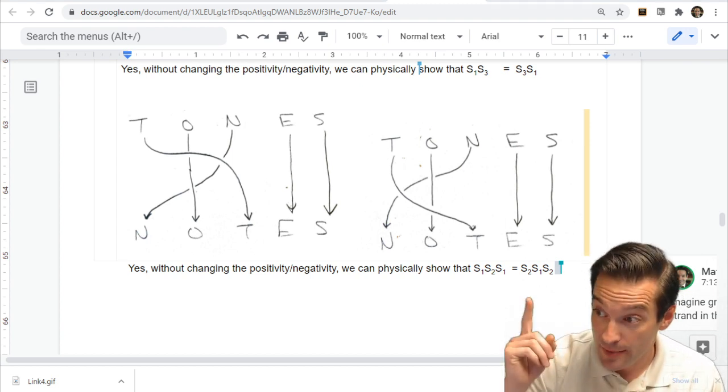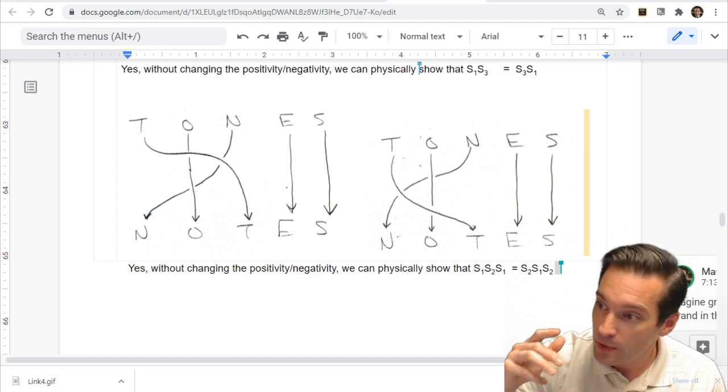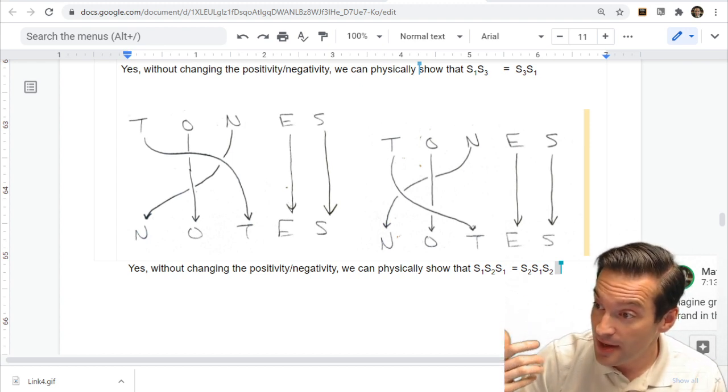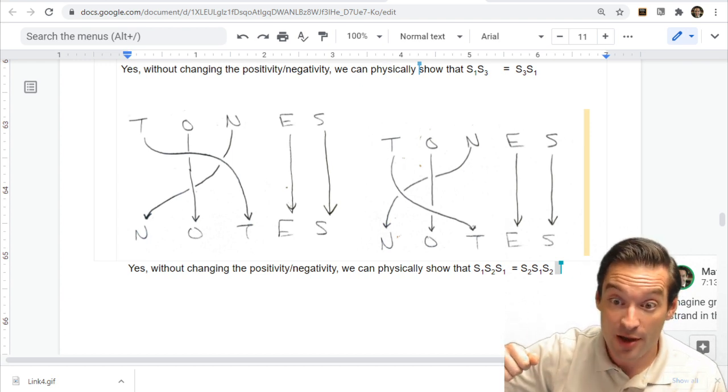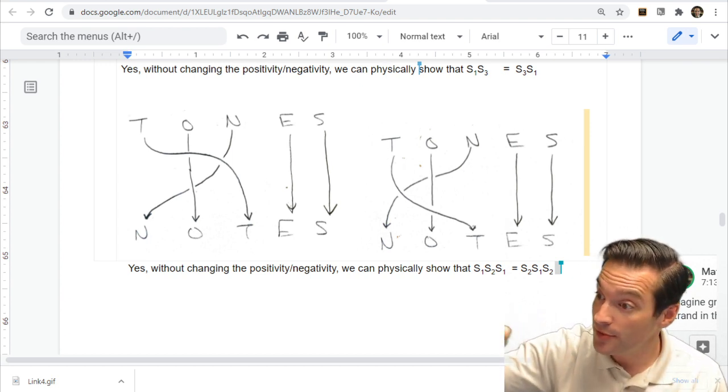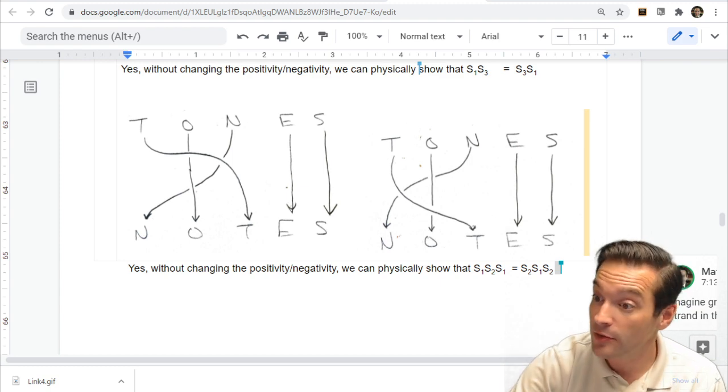So we can make an argument that all we're really doing between these two diagrams is taking one of the strands, like that T strand, because it's kind of laying on top of the other two strands, and you're just moving it from one side of the NO crossing over to the other.